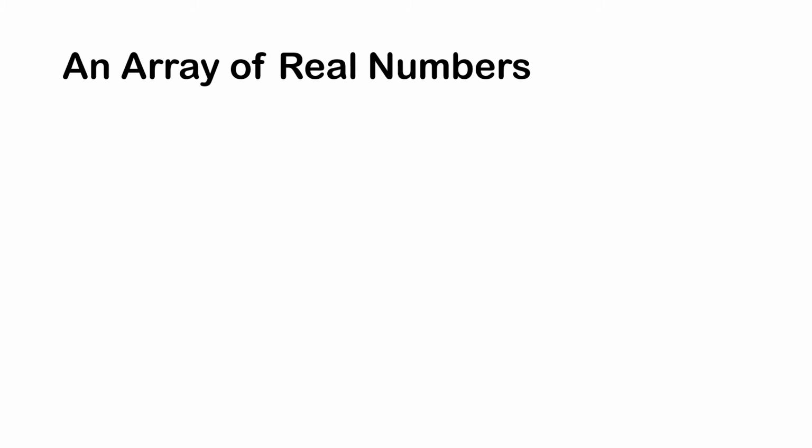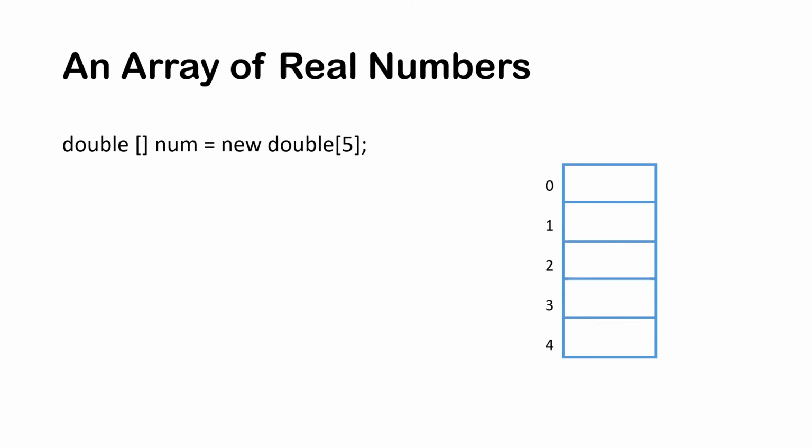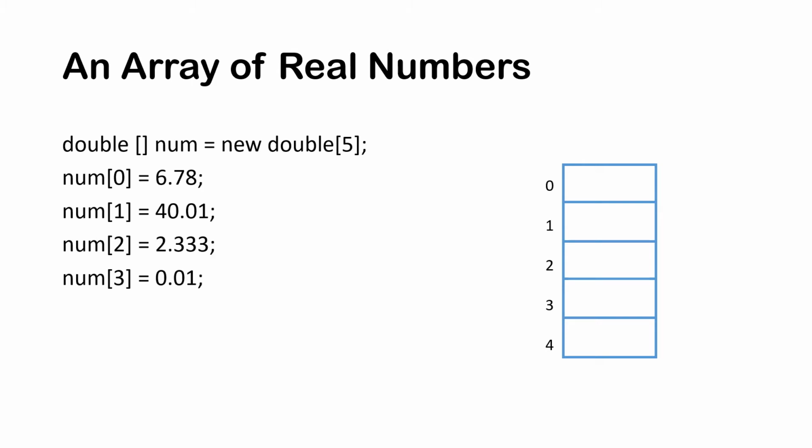If we want an array of real numbers, we would say double[] num = new double[5]; And that will give me 5 little boxes or cells, an array of 5 cells where I can store my data. Let's have a look. If we just put hard-coded data in there, num[0] = 6.78, num[1] = 40.01, etc. And when I run my code, this is how it's going to look. We will be storing all of these hard-coded numbers into the cells.